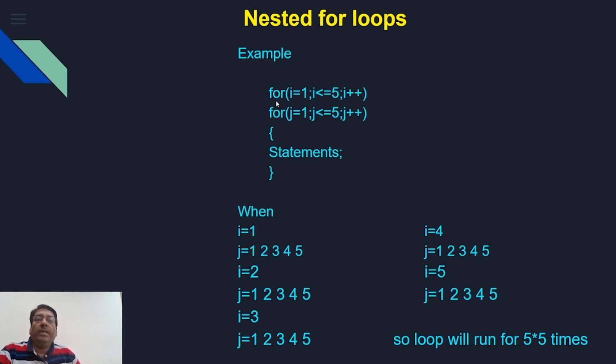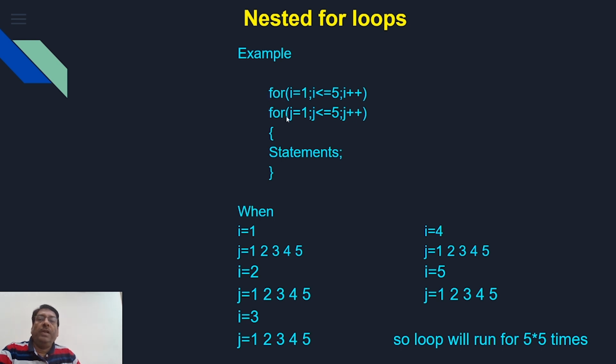So you can write it in this fashion: for I equals 1, I less than or equal to 5, I plus plus. So this for loop, if you execute it alone, how many times is it going to execute? It will execute only 5 times.